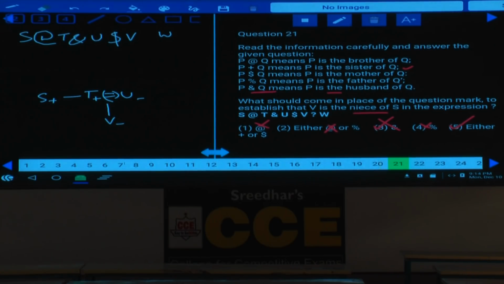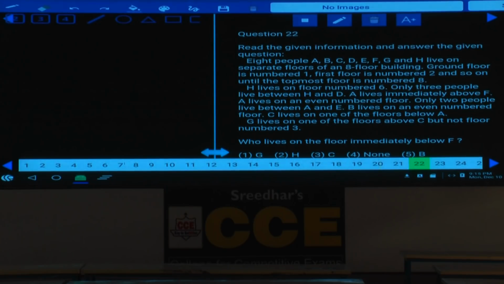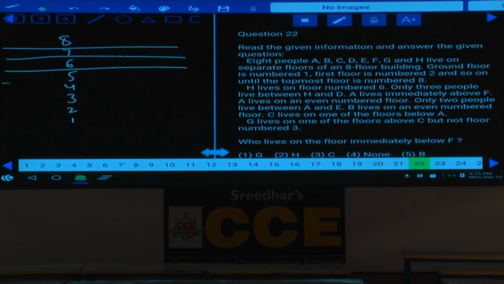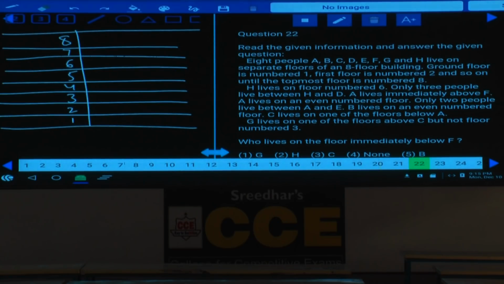Question number 21, choice 5. Then 22 onwards, question numbers 22 to 26. Tell me what is the information here. 8 people, A, B, C, D, E, F, G and H live on 8 different floors of a building. Now 8, 7, 6, 5, 4, 3, 2 and 1. Whenever the floor arrangement is given, always write the floors at the center and extend the lines like this. By doing so, we can work out these two possibilities simultaneously.